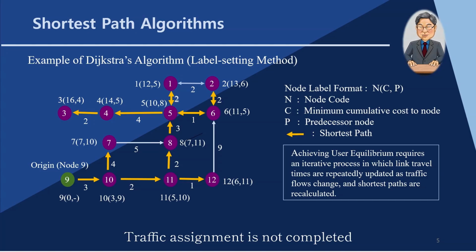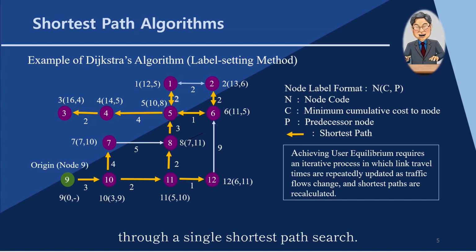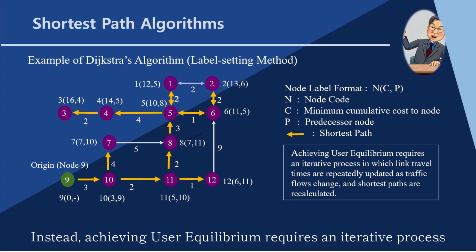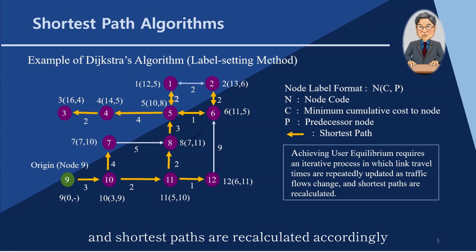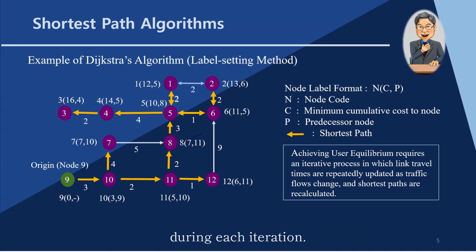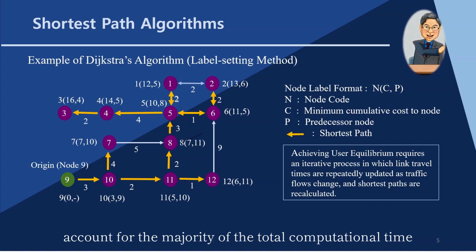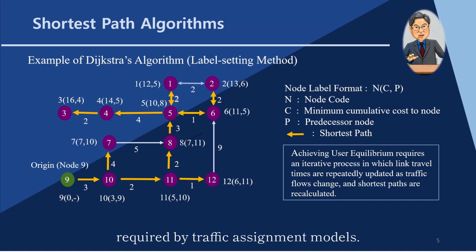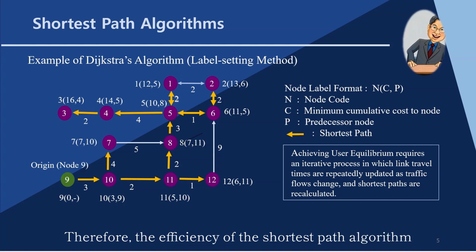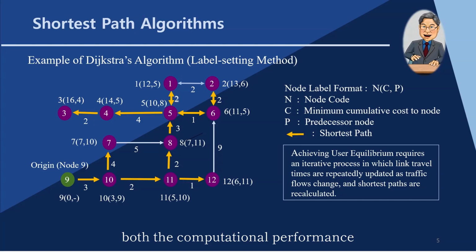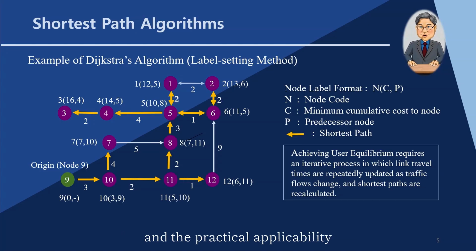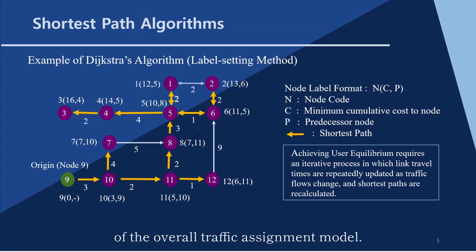Traffic assignment is not completed through a single shortest path search. Instead, achieving user equilibrium requires an iterative process in which link travel times are repeatedly updated as traffic flows change, and shortest paths are recalculated accordingly during each iteration. In fact, these calculations typically account for the majority of the total computational time required by traffic assignment models. Therefore, the efficiency of the shortest path algorithm plays a crucial role in determining both the computational performance and the practical applicability of the overall traffic assignment model.